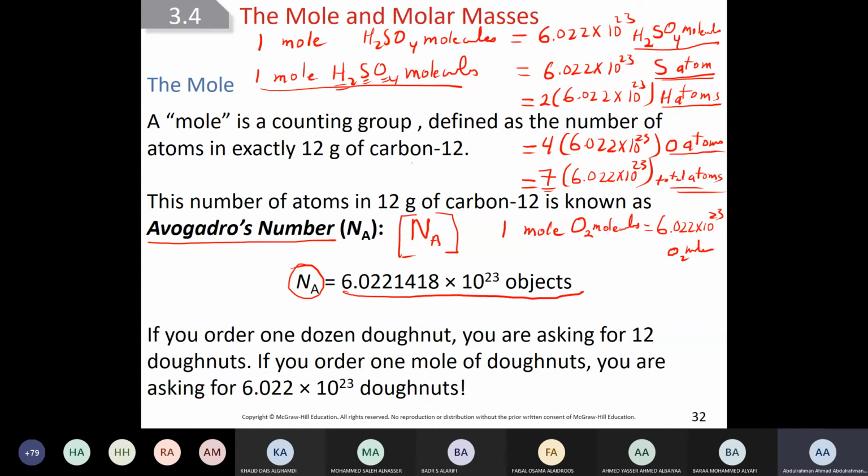Doctor, in this example, H2SO4, can I say that the amount of oxygen is 4 times greater than the amount of sulfur? No, in numbers. Yes.